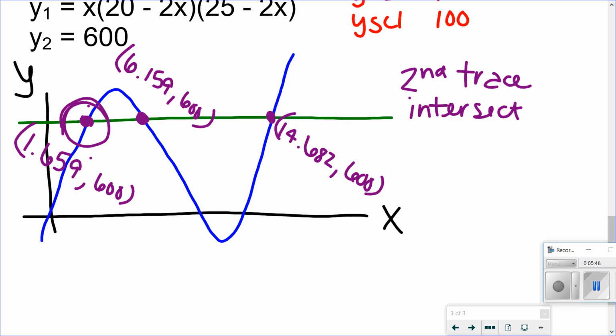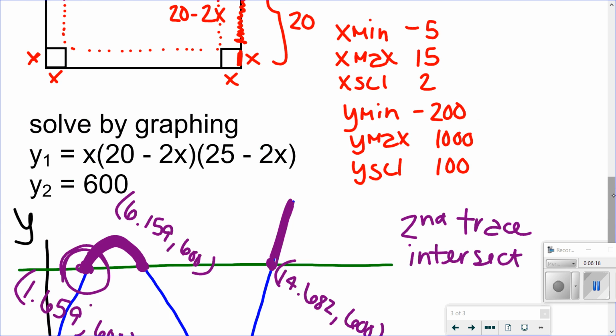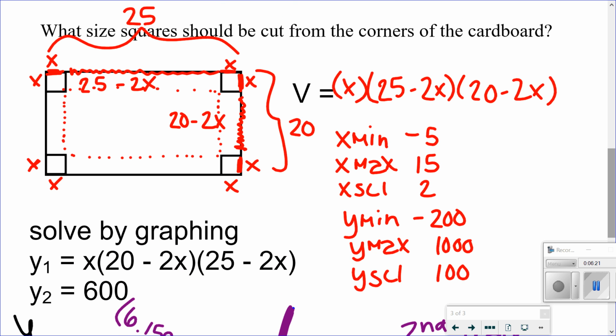The question's asking for at least 600, so technically anything that is above the green line or on the green line should be our solution. Now we need to check though, because this is a real world problem. I want to check this right end here. So let's pick a number bigger than 14.682, plug it back in, and see if we can get an answer. I'm going to pick 15 and plug it back into our volume equation.